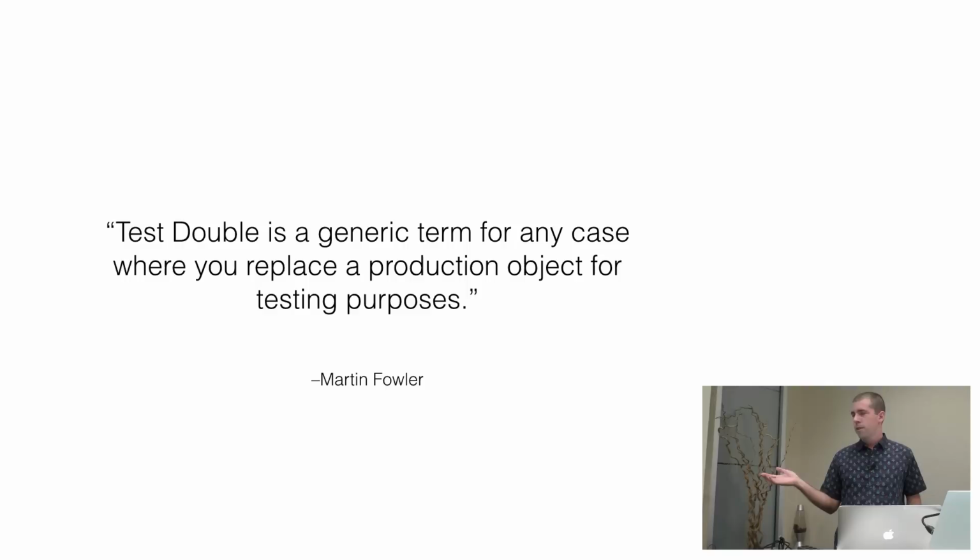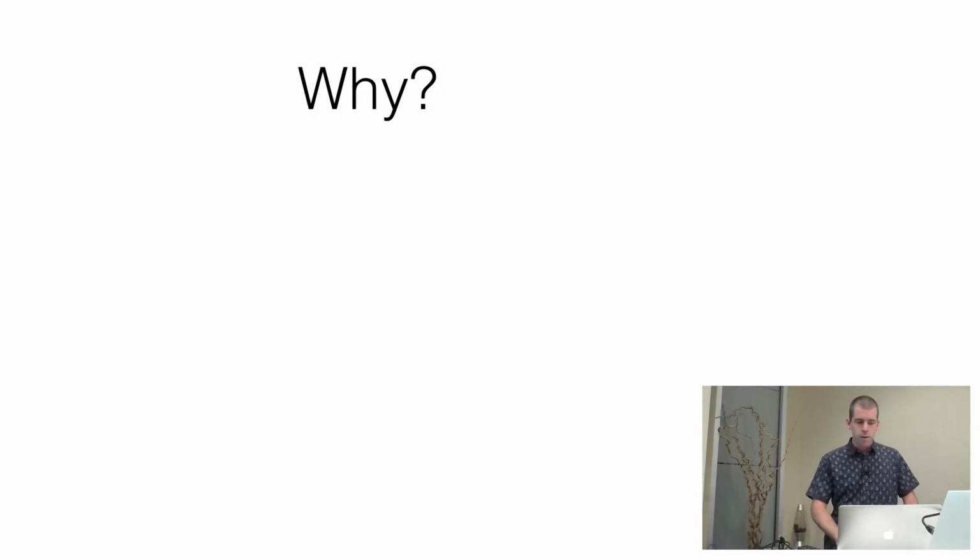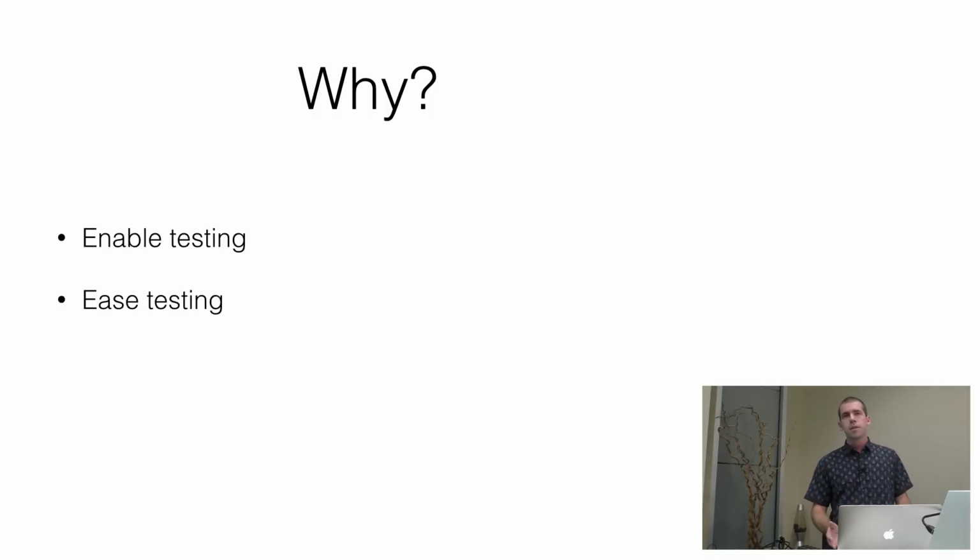In the words of Martin Fowler, who writes a lot of stuff about software development, test double is a generic term for any case where you replace a production object for testing purposes. Production object, usually in this case, is going to be one of our dependent-on components. And we use test doubles to enable testing if a dependent-on component in our production code is unavailable because of our test environment. To ease testing, sometimes you might be depending on something like a web service or a SQLite database that just makes testing super complicated and maybe flaky. And you just don't want to deal with that because it's extra complexity and you don't care about testing that stuff. Improved testing, pretty much the same as the first two.